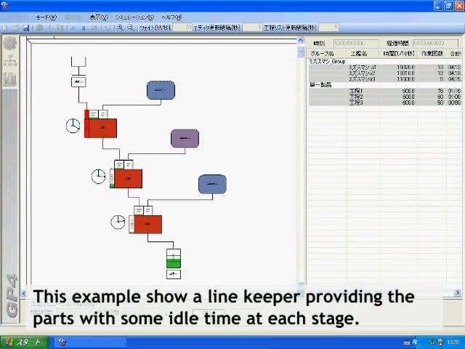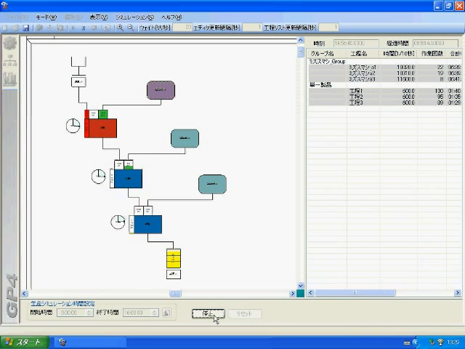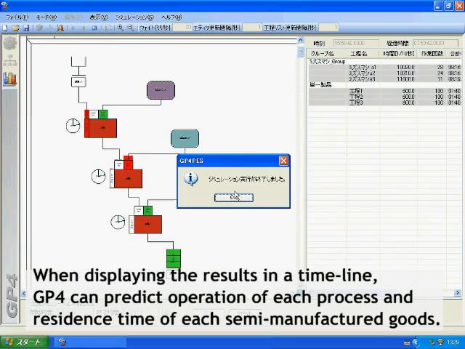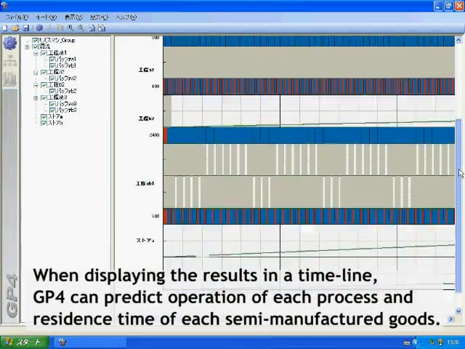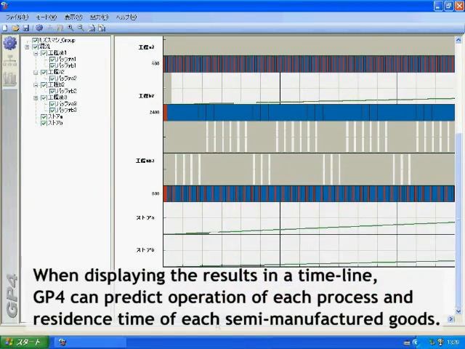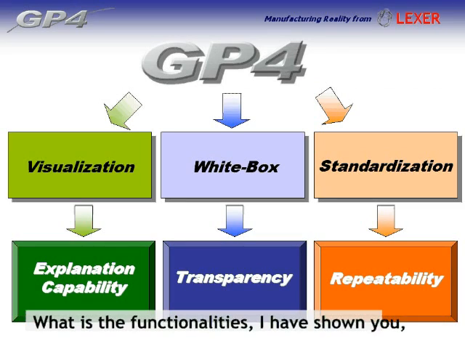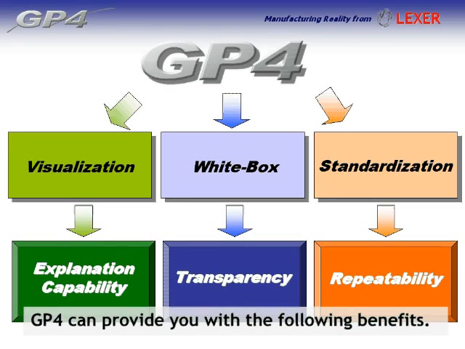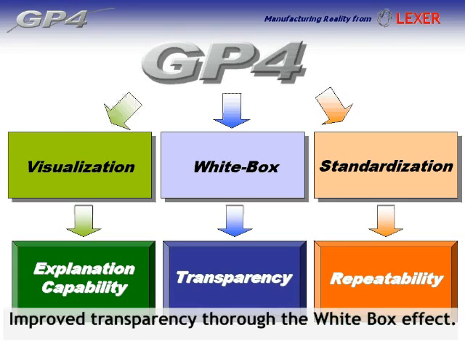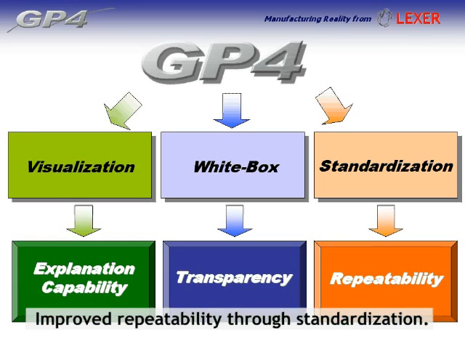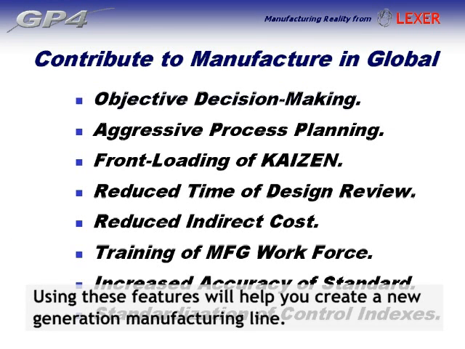This example shows a line keeper providing the parts with some idle time at each stage. When displaying the results in a timeline, GP4 can predict the operation of each process and the residence time of each semi-manufactured good. With the functionalities I have shown you, GP4 can provide you with the following benefits: improved ability to explain through visualization, improved transparency through the white box effect, improved repeatability through standardization. Using these features will help you create a new generation manufacturing line.